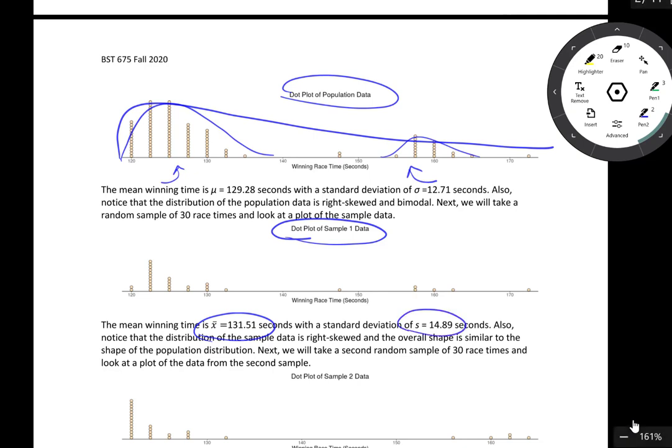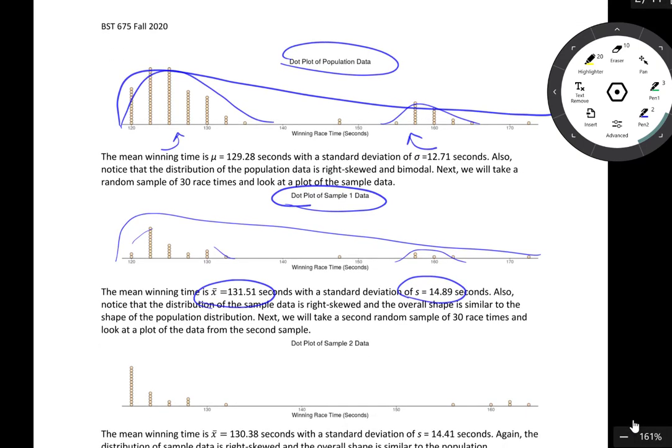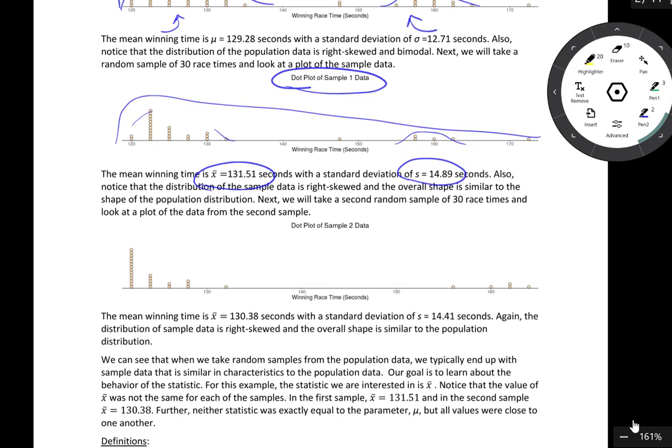And here we have the corresponding standard deviation. Notice that the sample mean is not exactly equal to the population mean, but it is somewhat close. And the other thing to notice is that the distribution is similar. It is still right skewed. It's kind of hard to argue that it's bimodal. We definitely have a mode here, but we could see how these shapes are similar between the first sample data and the population. And we could repeat this process and take a second random sample.